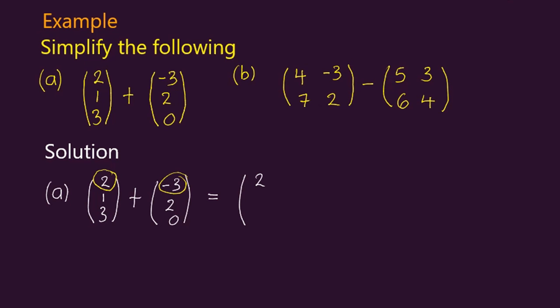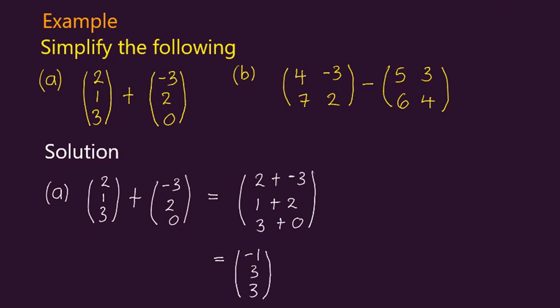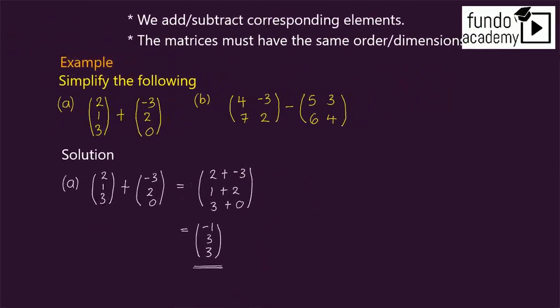So it's 2 plus negative 3, and you can see here that 1 corresponds with 2, the second elements in each column. So that's 1 plus 2, and lastly 3 corresponds with 0, so that's 3 plus 0. It's a very simple thing, and now what's left for us is to just simplify this. So 2 plus minus 3 gives us minus 1, 1 plus 2 gives us 3, and 3 plus 0 gives us 3. So our solution will come out as negative 1 3 3. So that's the solution to part A.